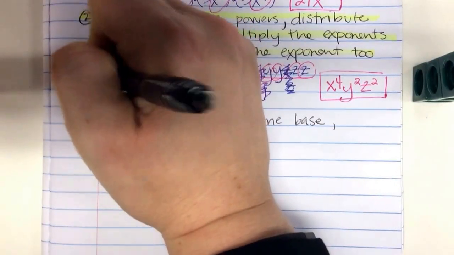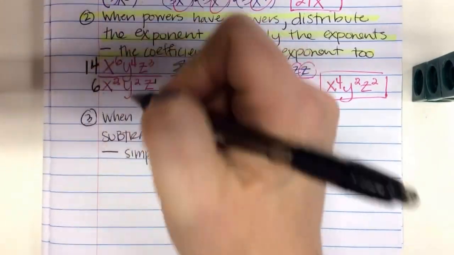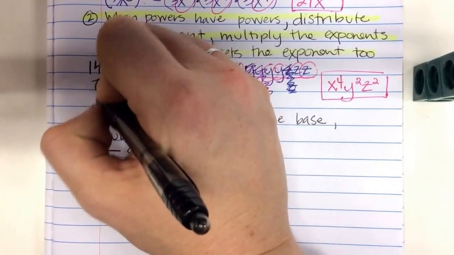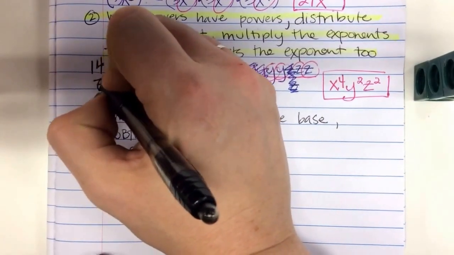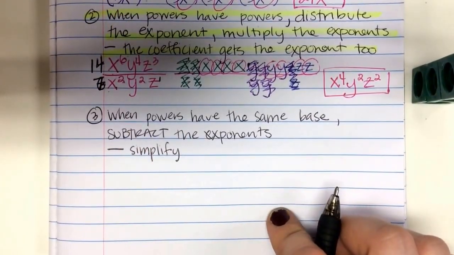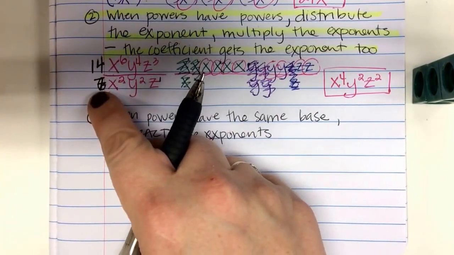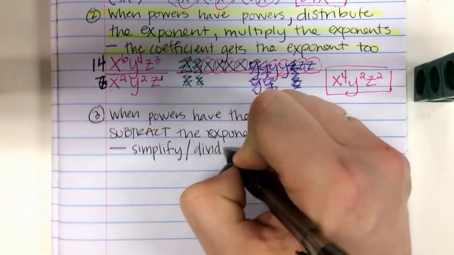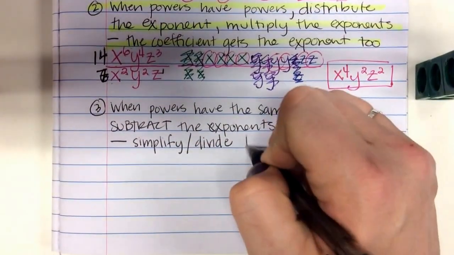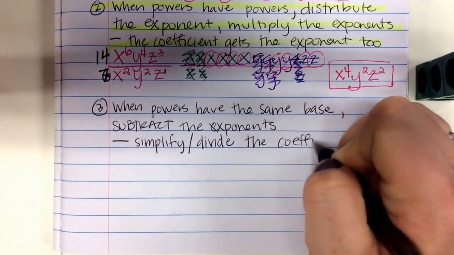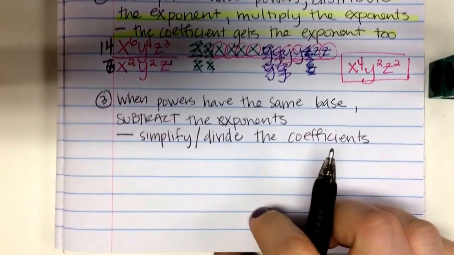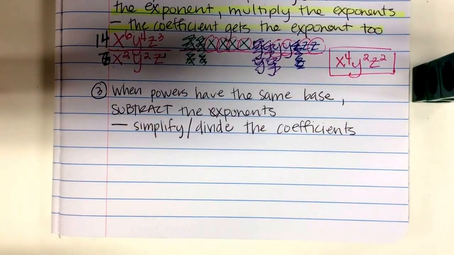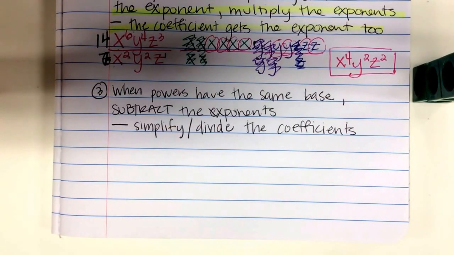What if it was 14 over, what do I want to make this? 7. What if it was 14 over 7? I could divide 14 by 7, couldn't I? So maybe you simplify or you divide the coefficients. If there are coefficients, you need to simplify them if they simplify. But if they divide into whole numbers, go for it.